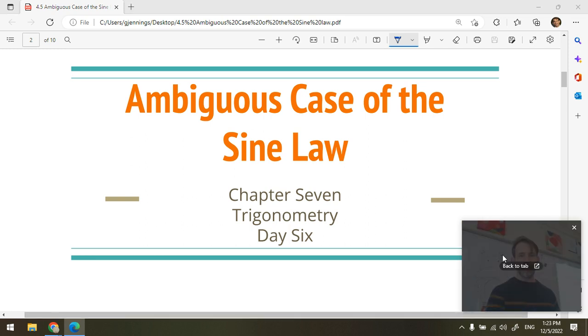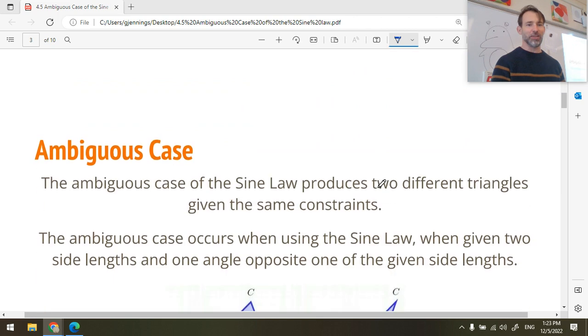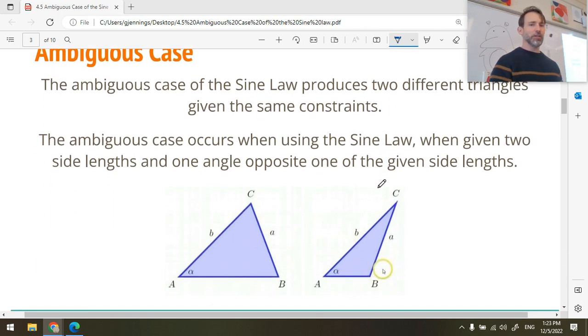So today we are looking at the ambiguous cases of the sine law. Let's take a look. Here are some examples of the types of triangles we just looked at, where there's multiple triangles possible based on the information given. They'll often look like this, one of them an obtuse triangle and one of them an acute triangle.